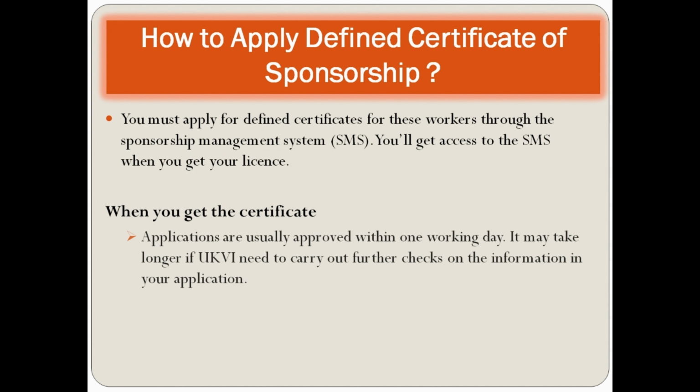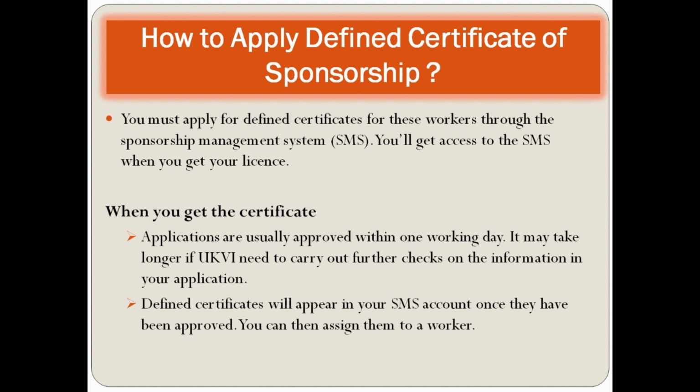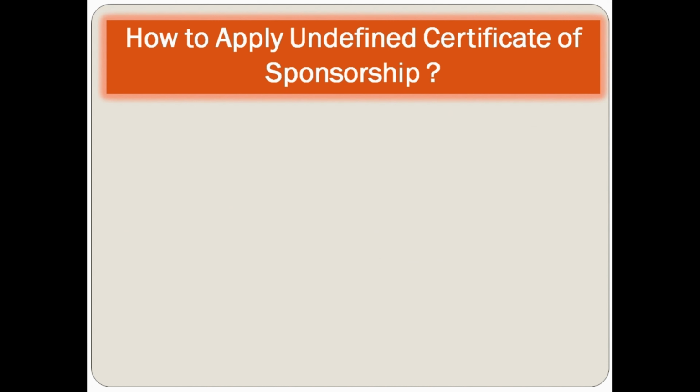When you apply for the certificate, applications are usually approved within one working day. It may take longer if you need to carry out further checks on the information or the application which you have submitted. Defined certificates will appear in your SMS account once they have been approved. You can then assign them to your worker.